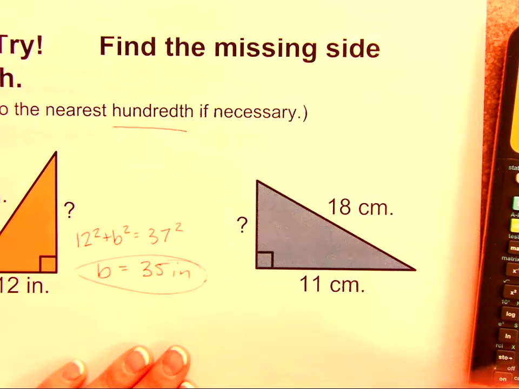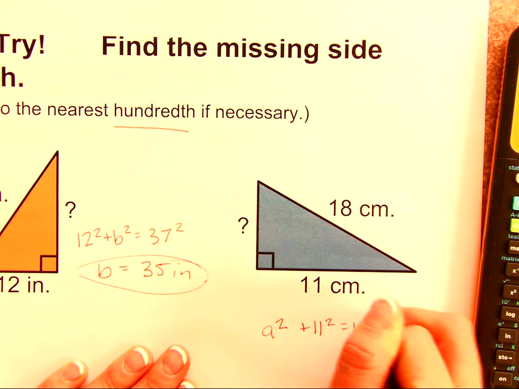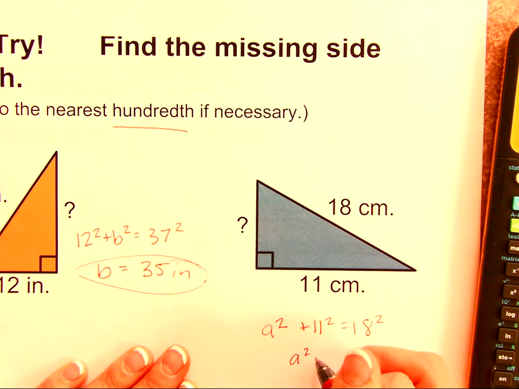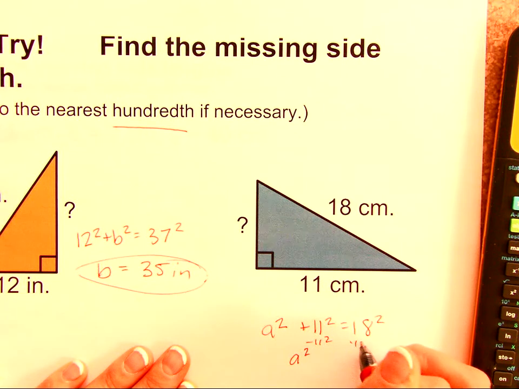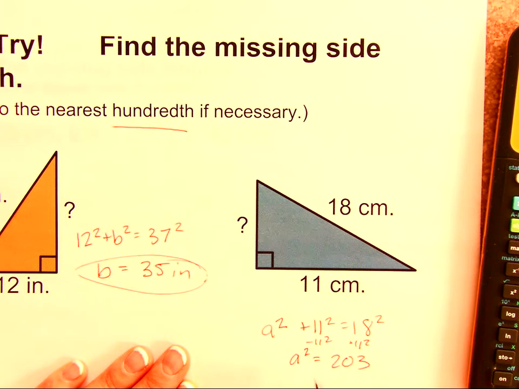Okay, so this other problem, let's go A squared plus 11 squared is equal to 18 squared. I know I'm going to have to do this subtraction. Which gives me 203. Then I got to take the square root of 203, which rounded to the hundredths place is going to be 0.25. And we have centimeters there.